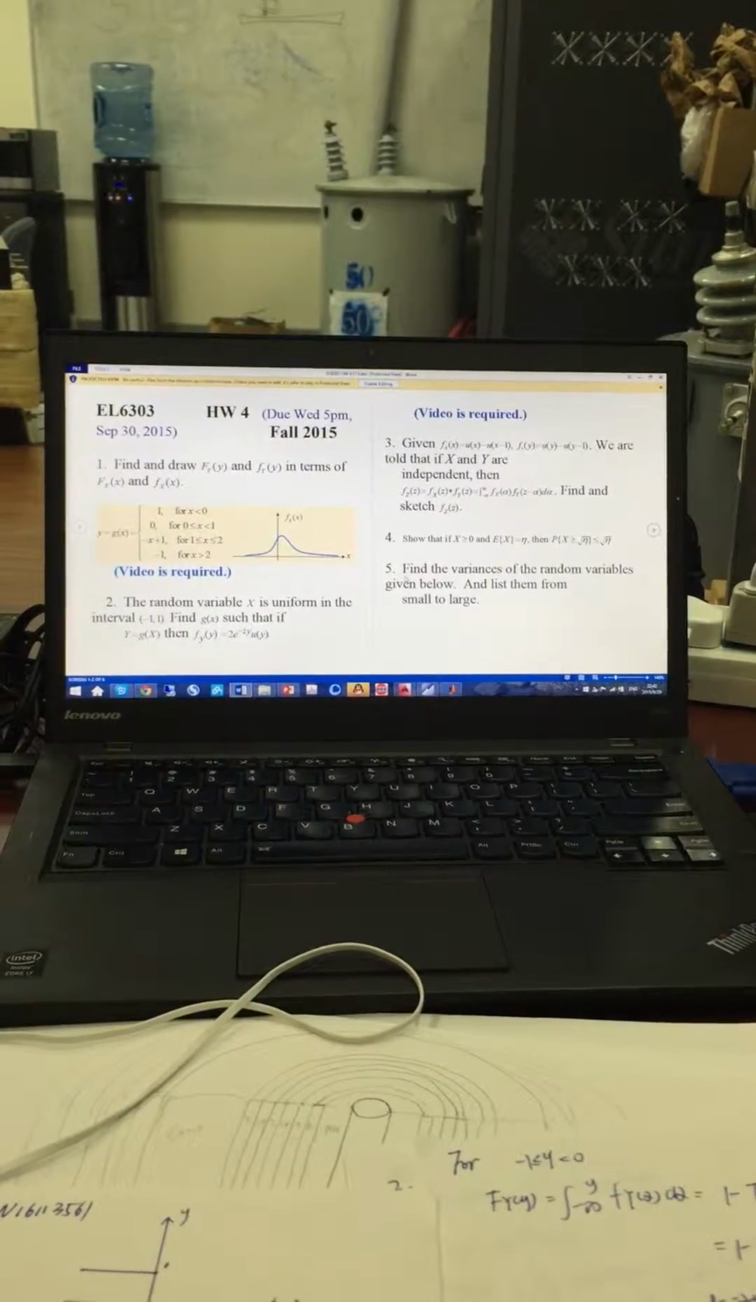Hi, this is how we look. This is my solution for homework 4 on probability.